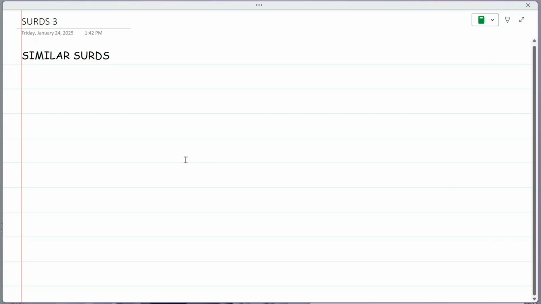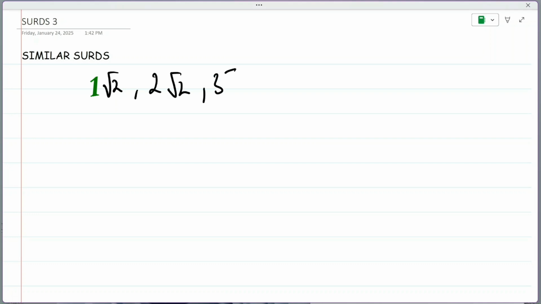Similar surds. Next is the term similar surds. This is very important in the addition, subtraction, division, and multiplication of surds. We need to know what similar surds are, and it's quite easy. For example, you have root 2, or we say 1 root 2, 2 root 2, 3 root 2, 4 root 2, and so on as similar surds.